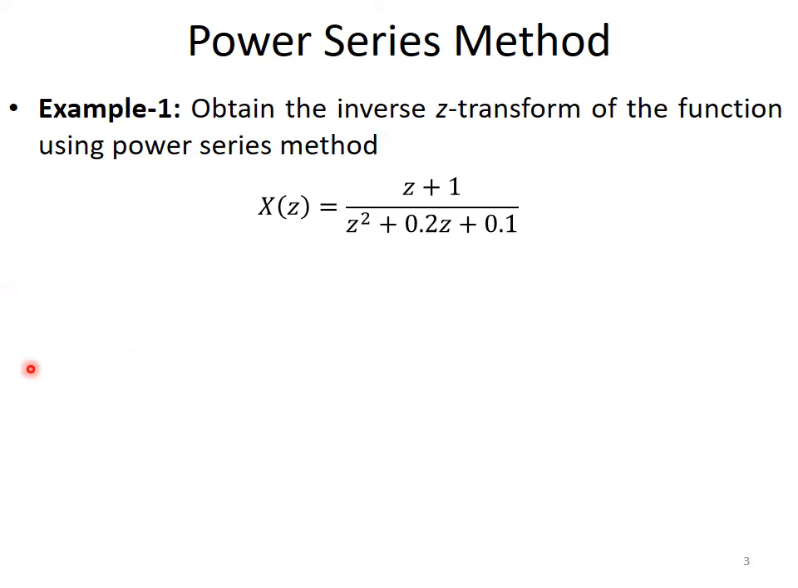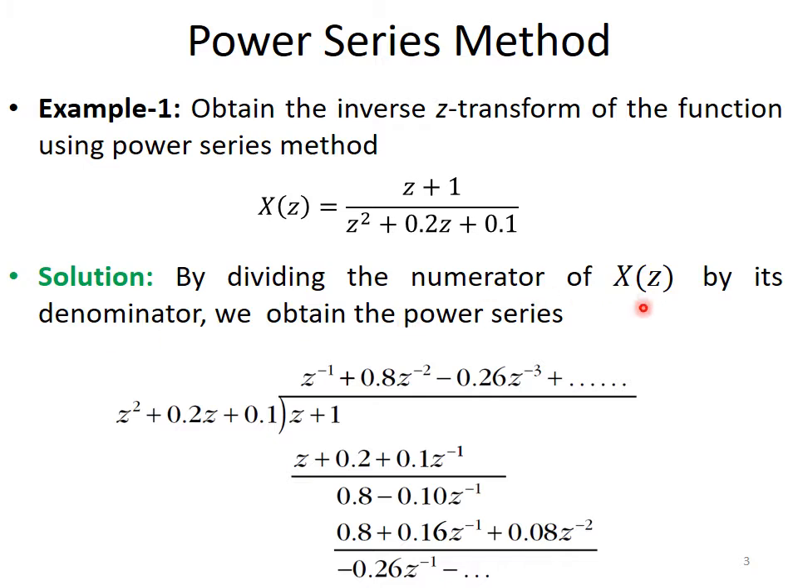In the power series method, we divide the numerator by the denominator using the long division method. Here, for example, z plus 1 is the numerator and z square plus 0.2 z plus 0.1 is the denominator. So using long division you can find the sequence in the quotient.